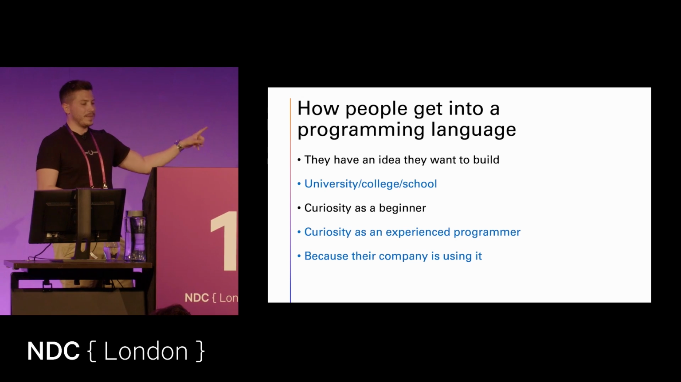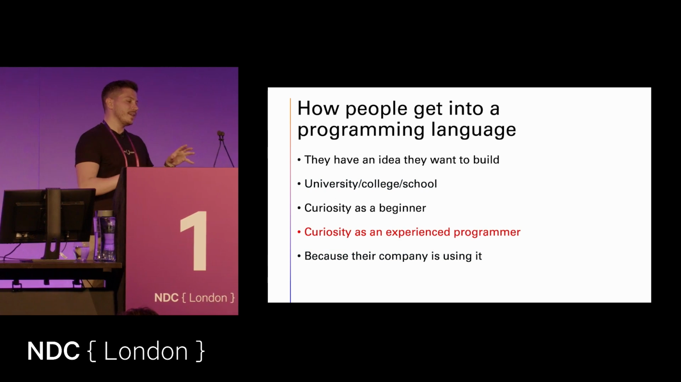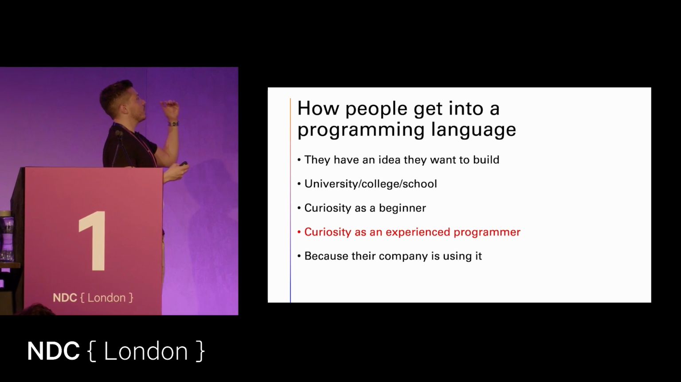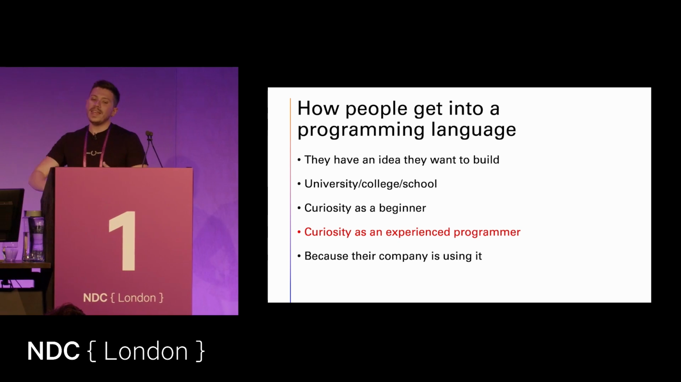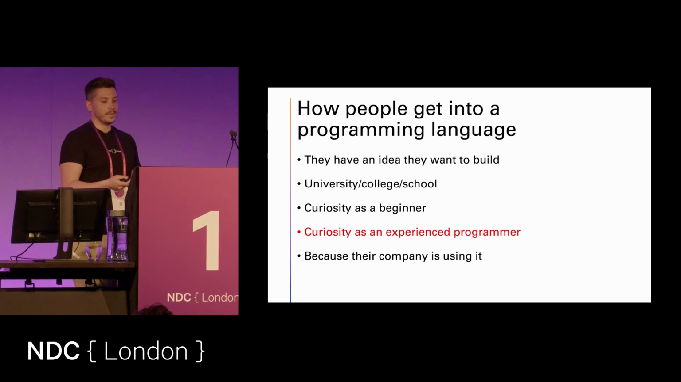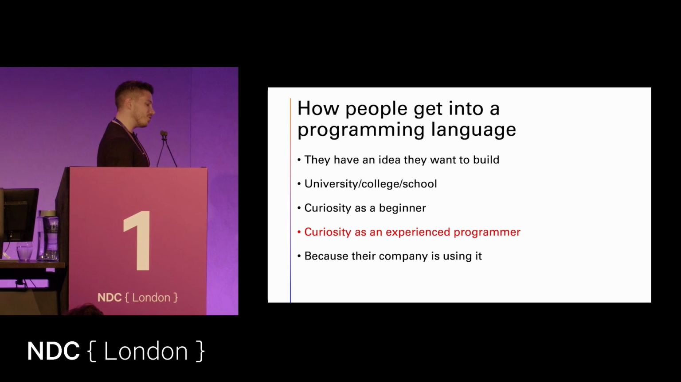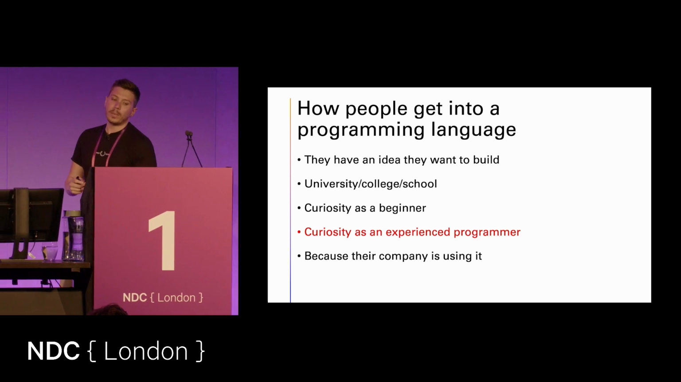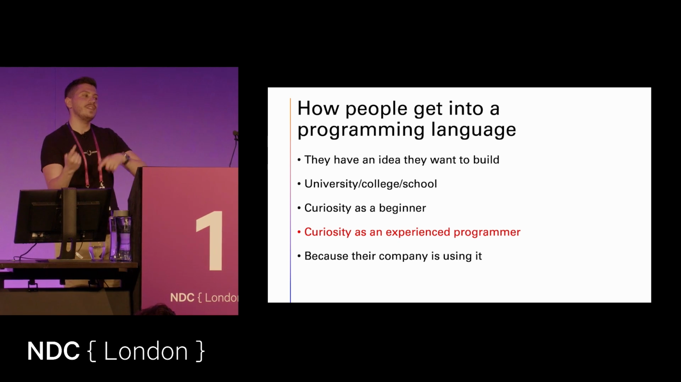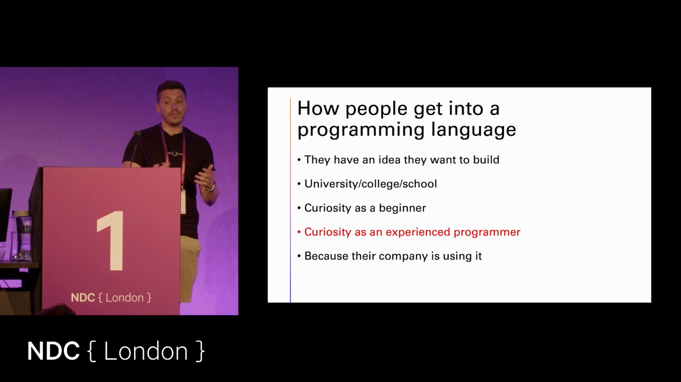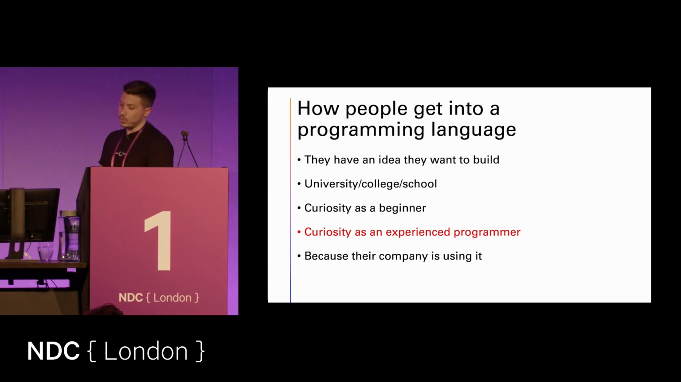So this is what we have. But this is the one that is actually really in our own hands. We can choose the destiny, because universities, schools, colleges, they can change which language they teach. And companies, they can change which language they use. So curiosity as an experienced programmer is actually the one thing left, outside of Unity, on how people can get into the language. And even Unity, if they decide to move away from C#, which I don't think will ever happen, but if they do, then we lose that as well.